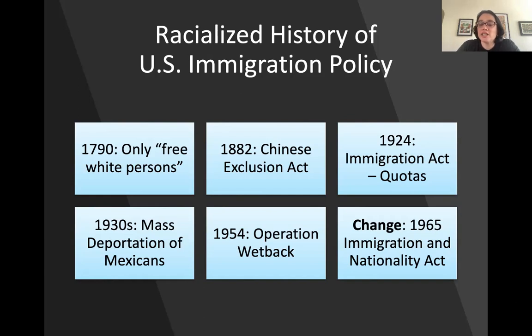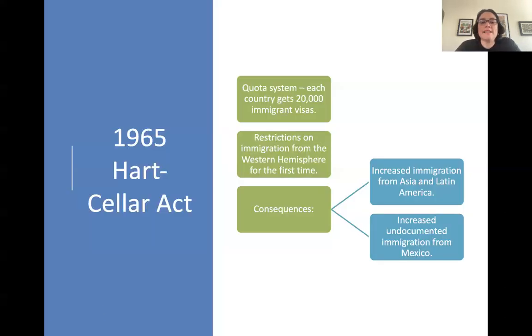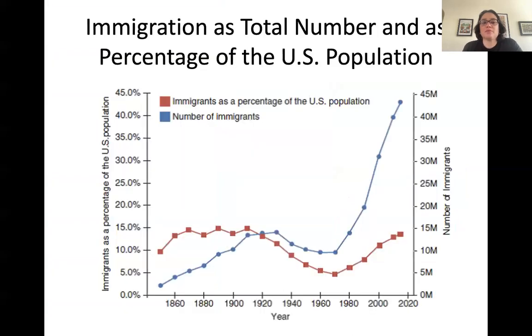This changed in 1965 through the Immigration and Nationality Act, which did away with racially based quotas and set a universal quota of 20,000 immigrants for every country in the world. And this act, which is also known as the Hart-Celler Act, resulted in increased immigration from Asia and Latin America and increased undocumented immigration from Mexico.